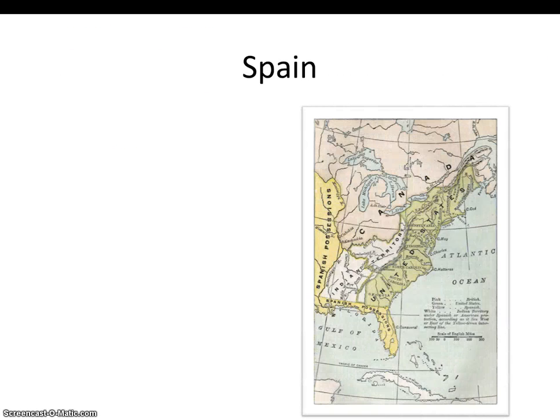So here you can see the Spanish territory, Spanish possessions out this way, all the way to the Mississippi River. Here you have the United States, and this was supposed to be all Indian territory.